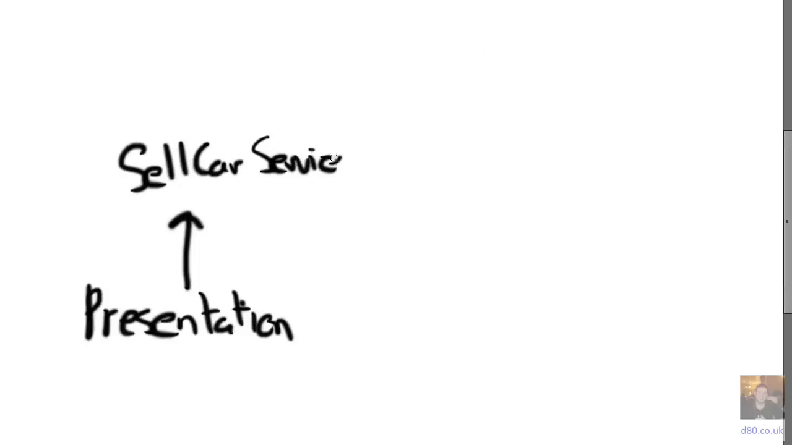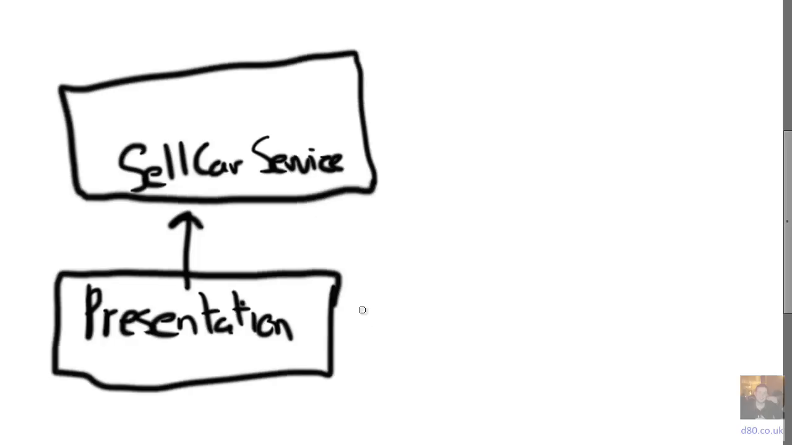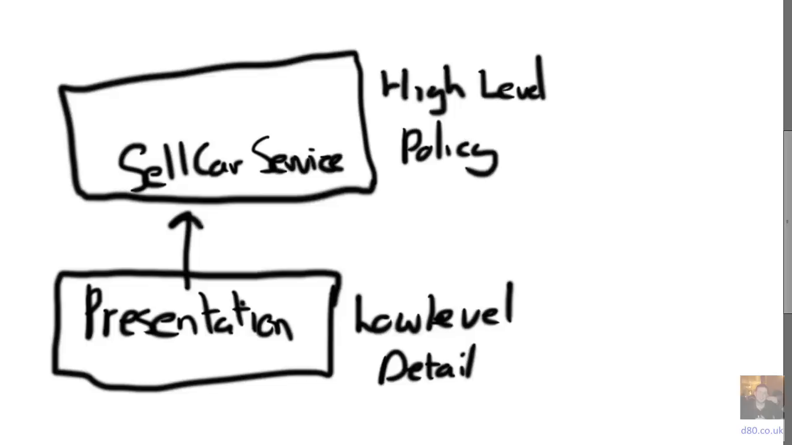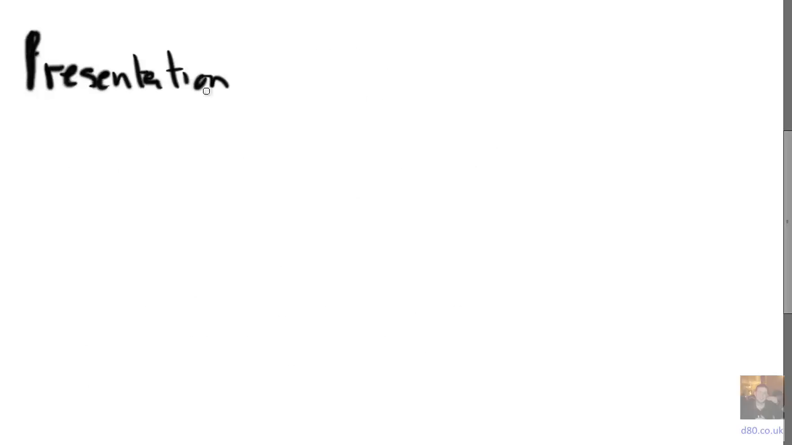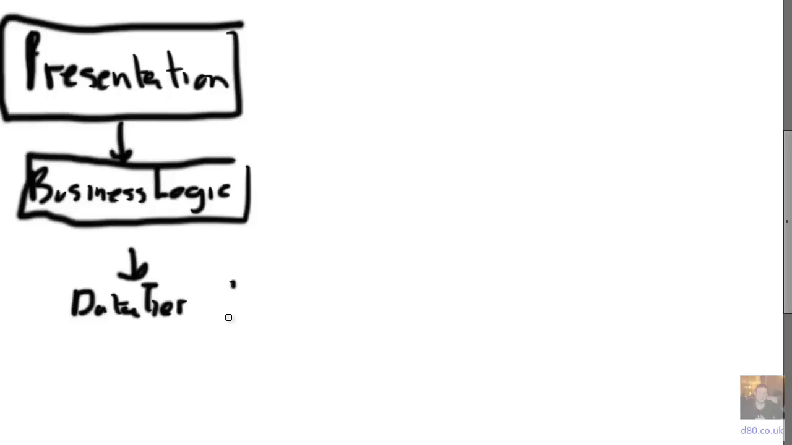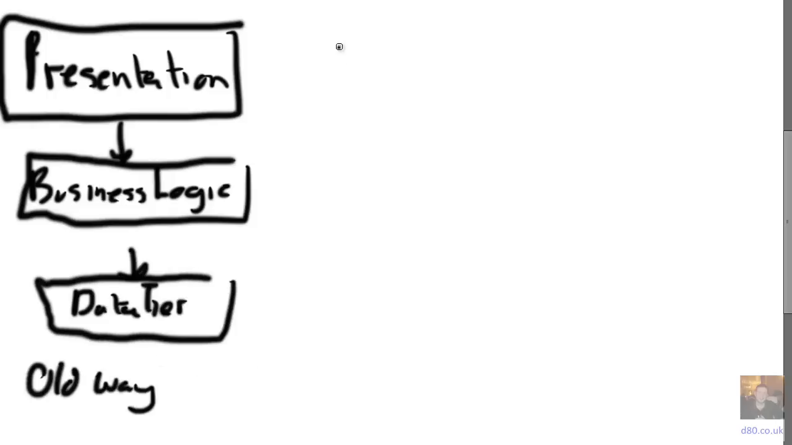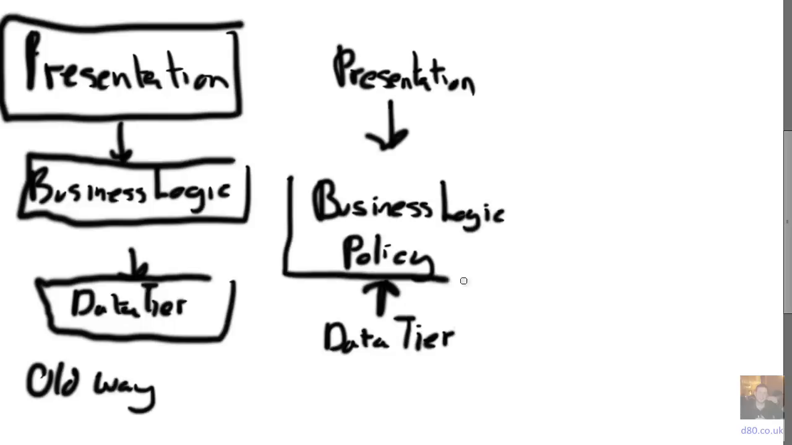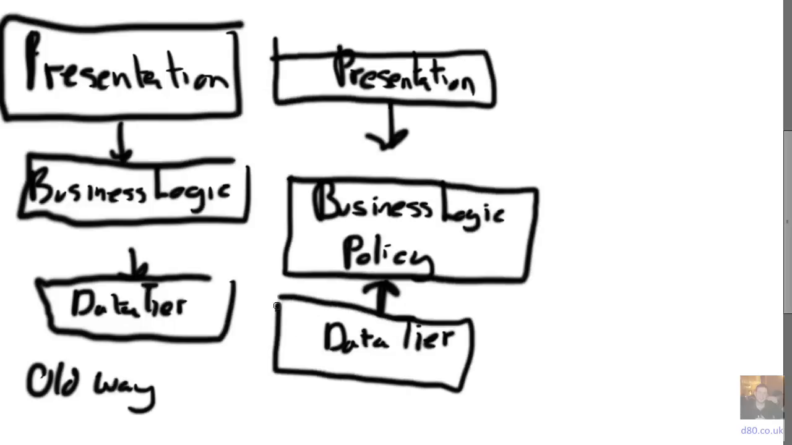So here we go again. The presentation tier, like the web application, should depend on the business logic tier, because again, presentation is a low-level detail and the business logic is the high-level policy. And here we go, I'm going to draw this again and again. You'll get it eventually. So the old way was that presentation would depend on business logic and business logic would depend on your data tier, and the dependency inverted approach would be presentation depends on business logic or high-level policy, and the data tier also depends on the business logic.